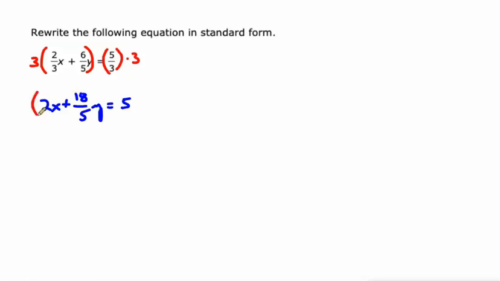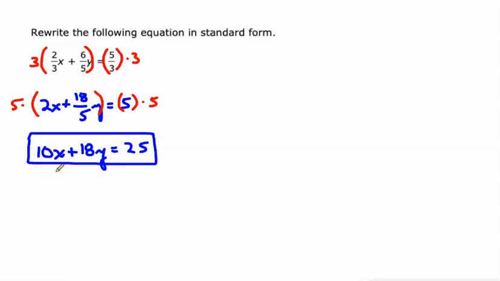Well, one more step. Let's multiply both sides by, what do you think we're going to multiply both sides by? 5. That'll get rid of the other fraction. All right, 5 times 2x is 10x. 5 times 18/5 y is 18y. The 5's just kind of cancel out. And 5 times 5 is 25. Oops, this is a plus sign, not a times sign. So 10x plus 18y equals 25.